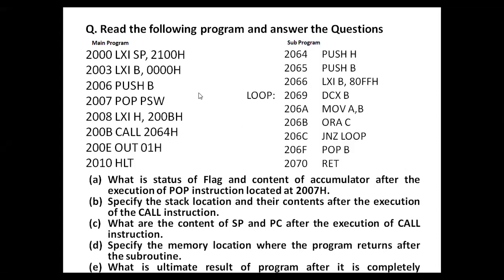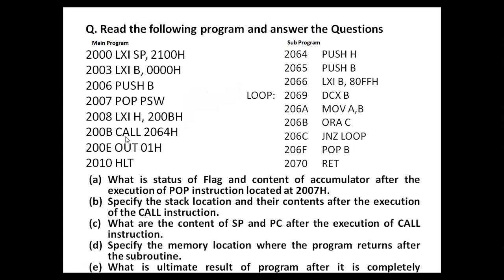So first of all, what will happen? When POP PSW is executed, the top of the stack location will be copied into the accumulator, and then the stack pointer is incremented by 1. Again, the copying operation is done from the stack top location to the flag register, and the stack pointer is incremented by 1. And then again, we are copying 200B into the HL pair.